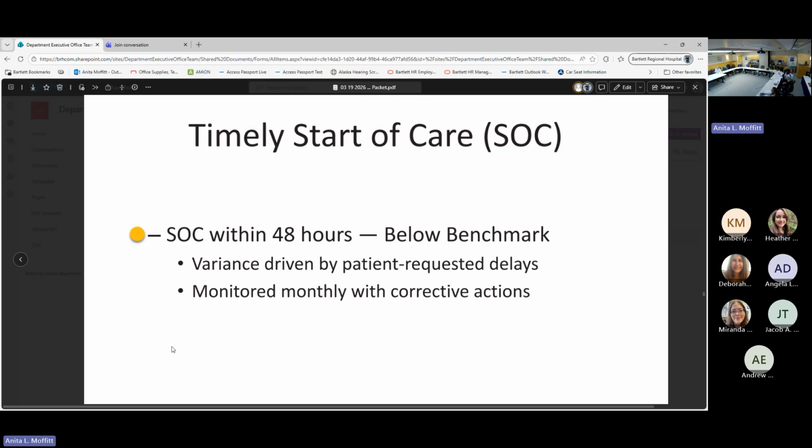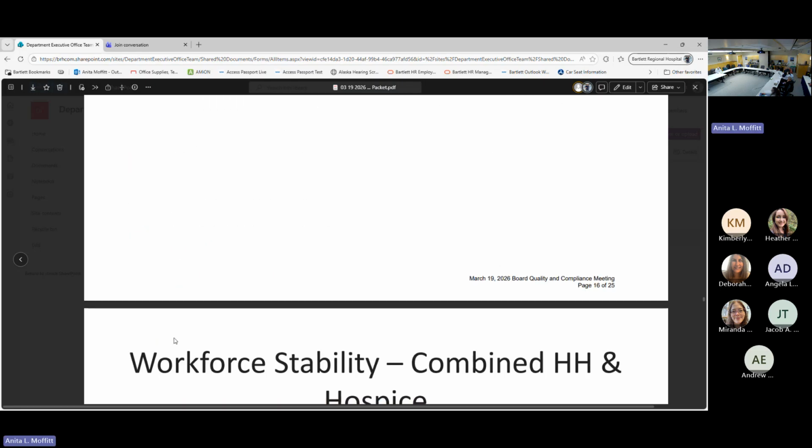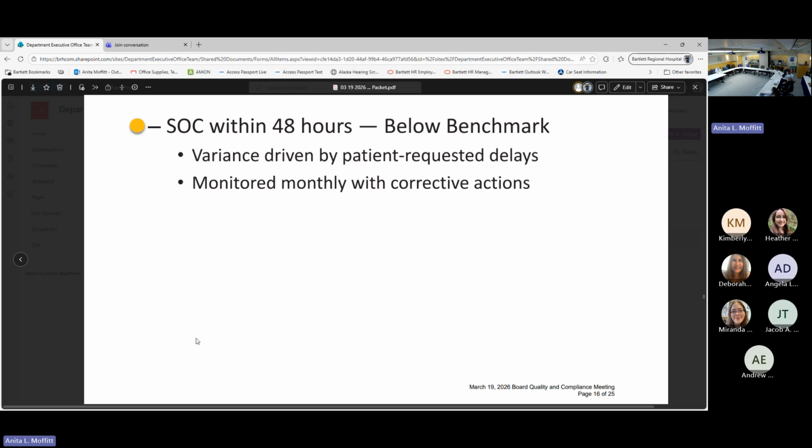Timely start of care is another one that we were below the benchmark. One of the things we found out when we drilled down is that we weren't accounting for patients that were requesting a delay in the start of care. We'll try to get in to see them and they say, well, can you come next week? So we're adjusting that as far as our process is concerned and getting orders to match what the patient needs are. We're of course going to monitor that as we go, monthly.